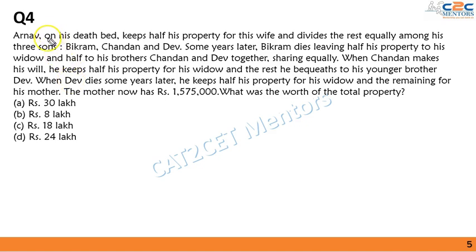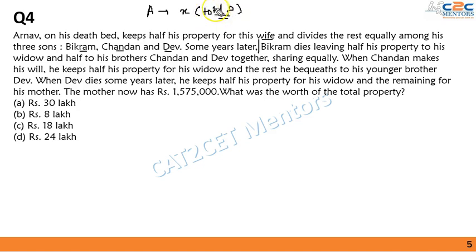We are given that Arnav on his deathbed keeps half of his property for his wife and divides the rest equally among his 3 sons Bikram, Chandan and Dev. So I am assigning B for Bikram, C for Chandan and D for Dev and A for Arnav. Okay. Now Bikram dies leaving. Now let us analyze each statement initially. Let us assume that the total property of Arnav is equal to X. This is the total property.